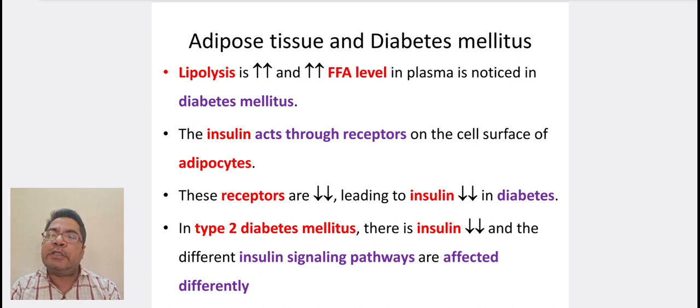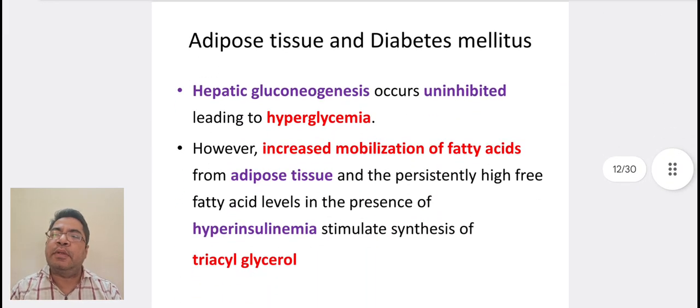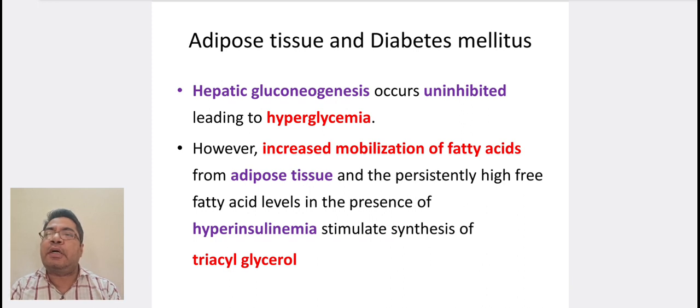In type 2 diabetes mellitus, there is increased resistance and the different insulin signaling pathways are affected differently. Hepatic gluconeogenesis occurs uninhibited, leading to hyperglycemia.